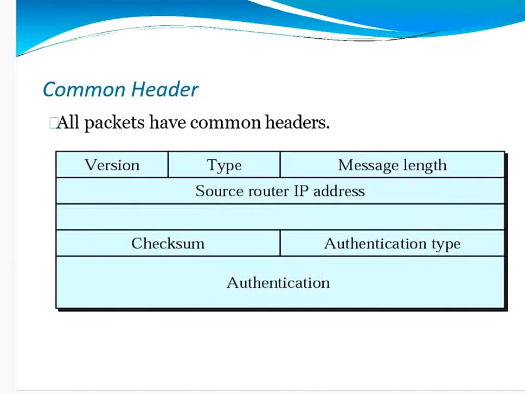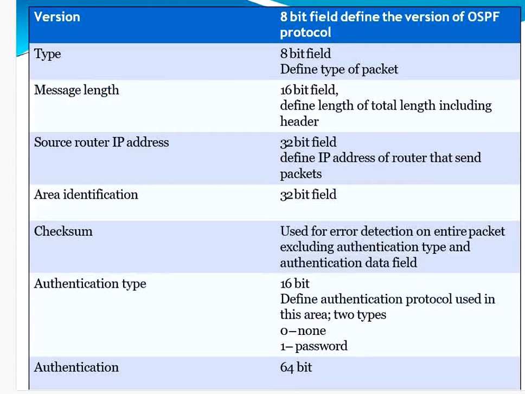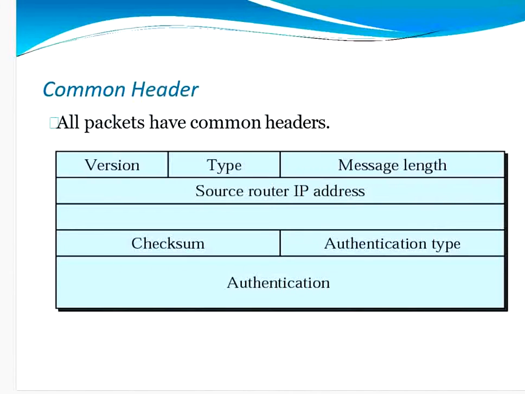The last block in the common header is the authentication. The authentication field is 64 bits. So this is the common header that is used for all the types of packets under the OSPF protocol, and it has 5 packets.